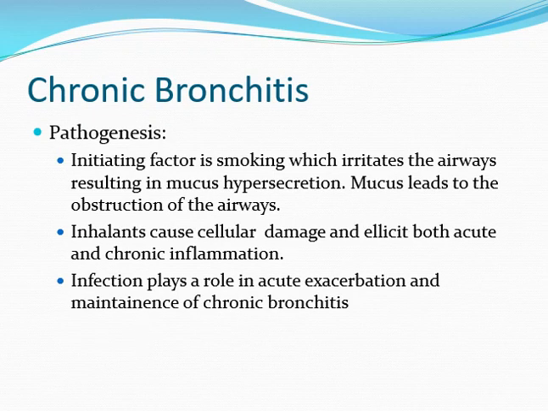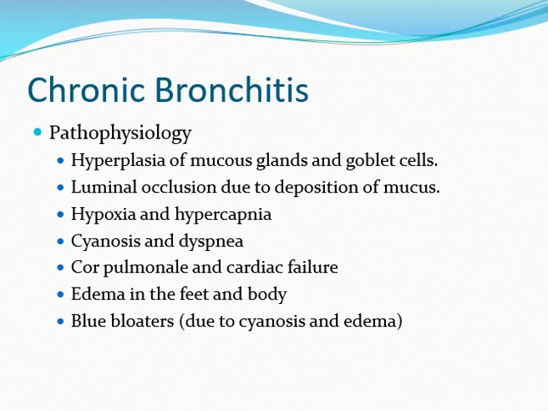And the next obstructive pulmonary disease is chronic bronchitis. Chronic bronchitis is a productive cough for 3 months for 2 consecutive years. So the pathogenesis, similar to emphysema: the initiating factor is smoking, which irritates the airways, resulting in mucus hypersecretion, and the mucus then leads to the obstruction of the airways. The inhalants also cause inflammation and cellular damage, by chronic and acute inflammation, and infection rather plays a secondary role, in maintenance of the chronic bronchitis and in acute exacerbation rather than in causing the disease.